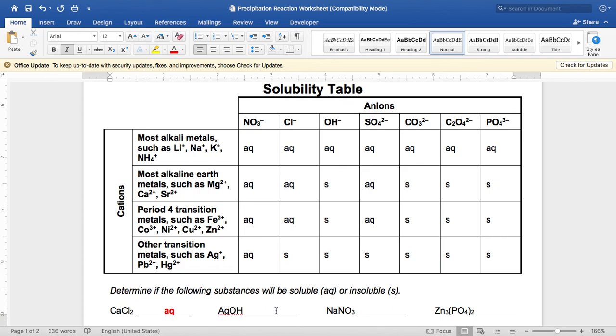Okay, try the next one on your own too. We have silver hydroxide, AgOH. All right, Ag is our metal, so we're going to find it in our cations down at the bottom. And we're going to go over to our OH, which is the third column, and we'll see that it is a solid.